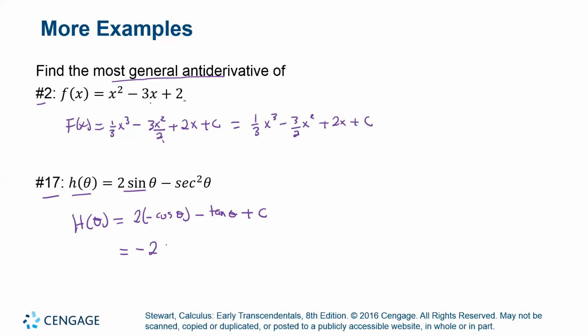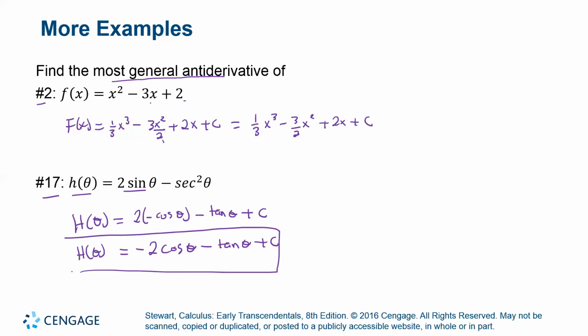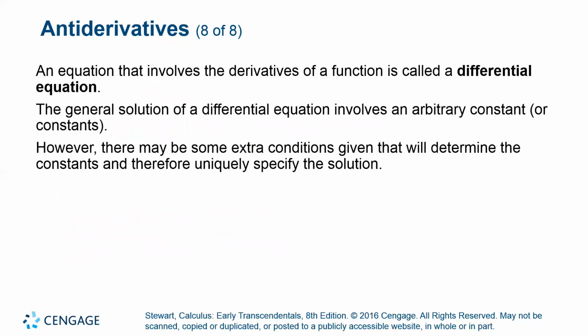So the answer will be minus 2 cosine of theta minus tan of theta plus c. And that is my antiderivative of the function given. So here is the answer for that. Okay, let's take other examples.